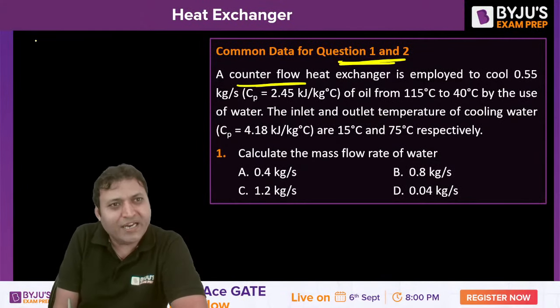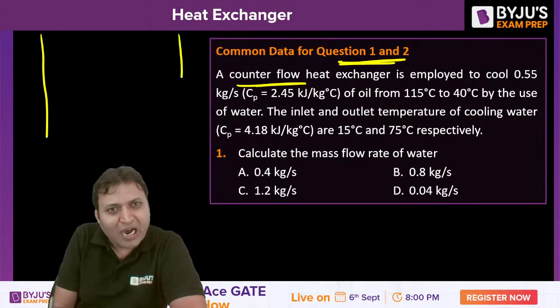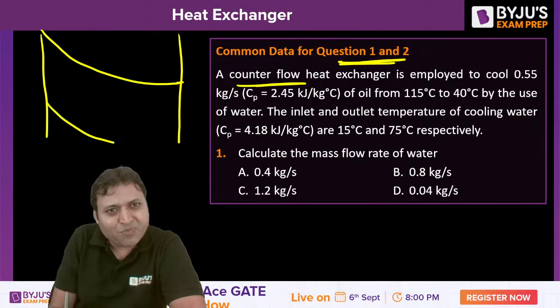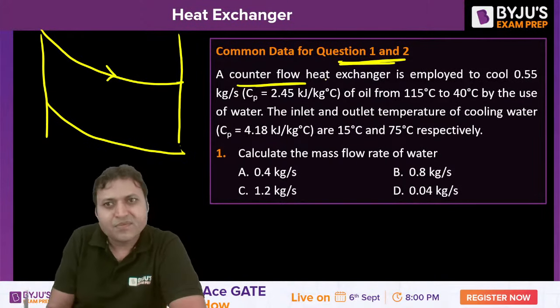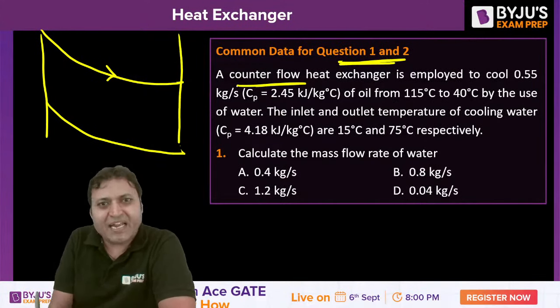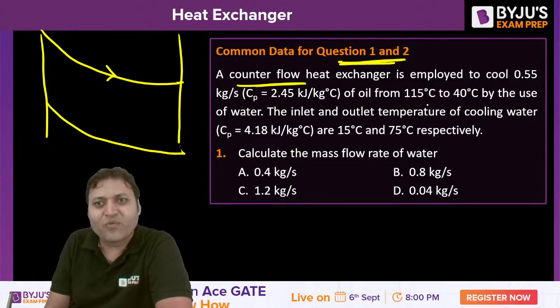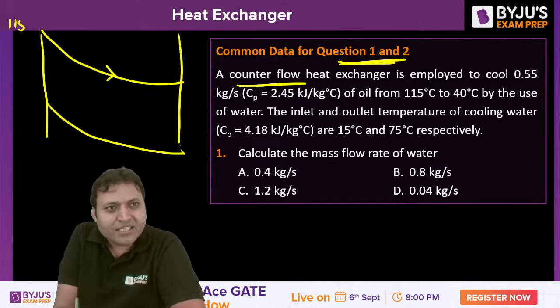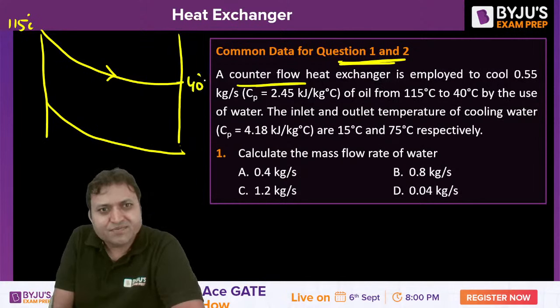It is a counterflow heat exchanger. Do you know how to draw the temperature profile for a counterflow heat exchanger? The temperature profile will be something like this. It is employed to cool 0.55 kg per second of oil from 115 to 40. This is 115 degrees Celsius, this is 40 degrees Celsius. Oil is the hot fluid.